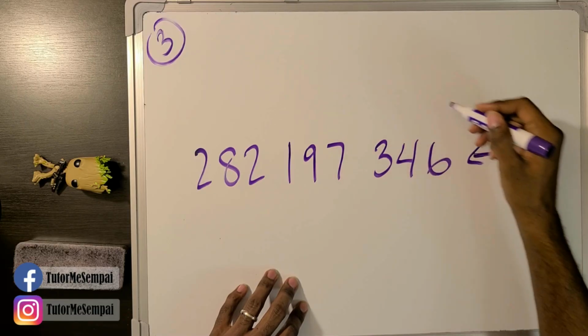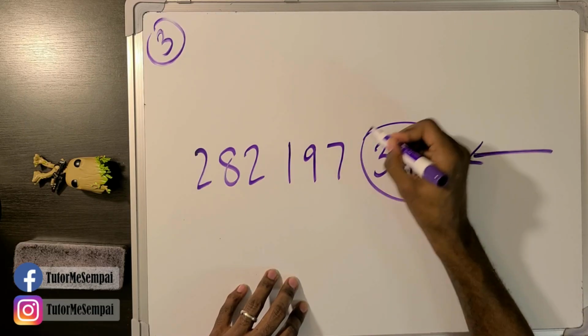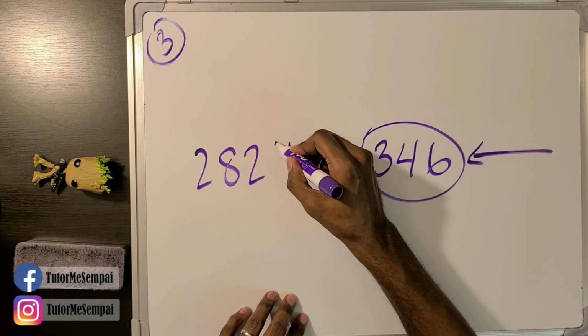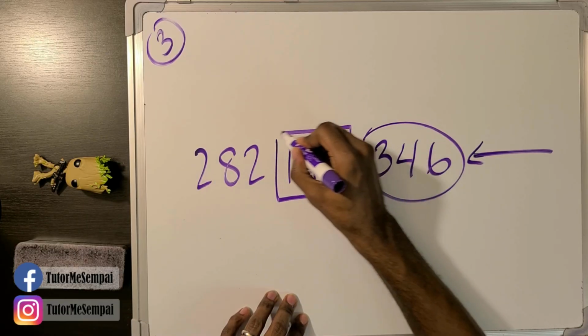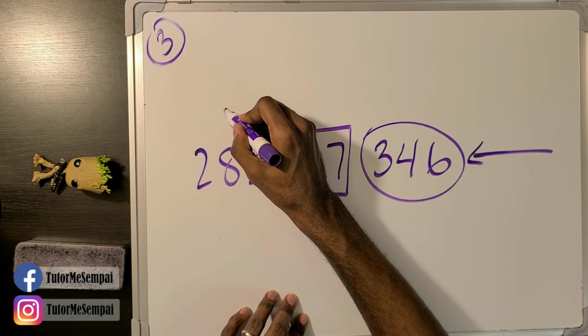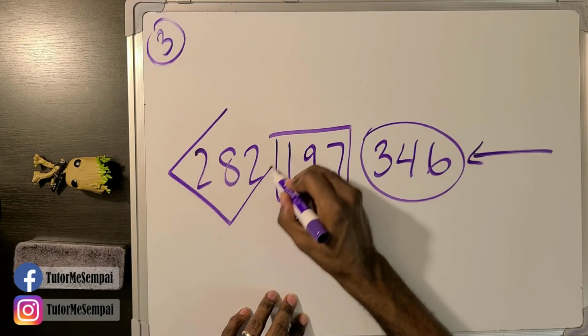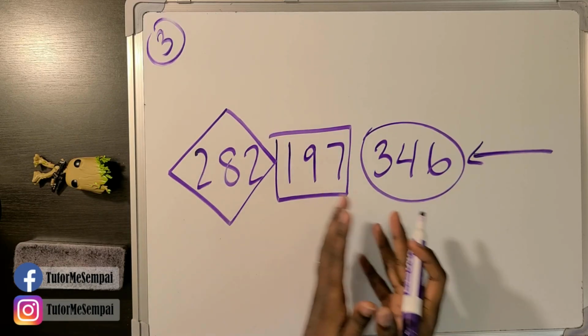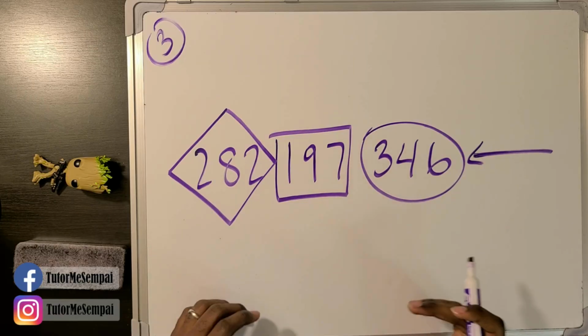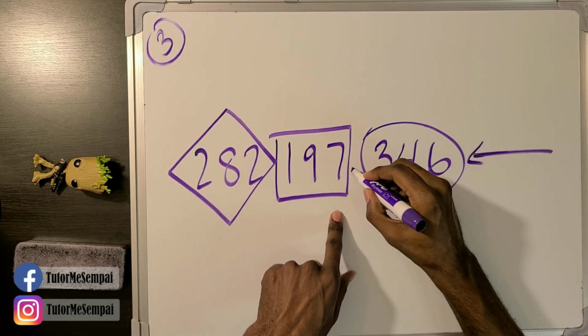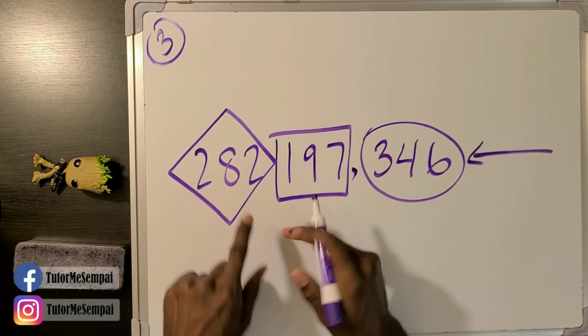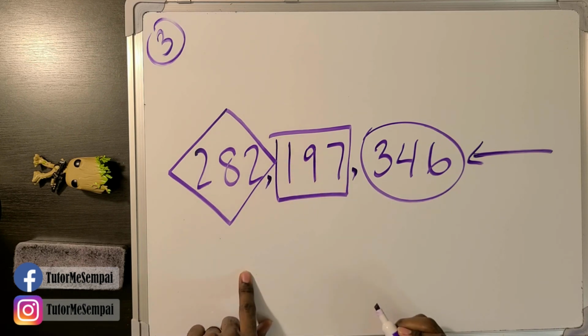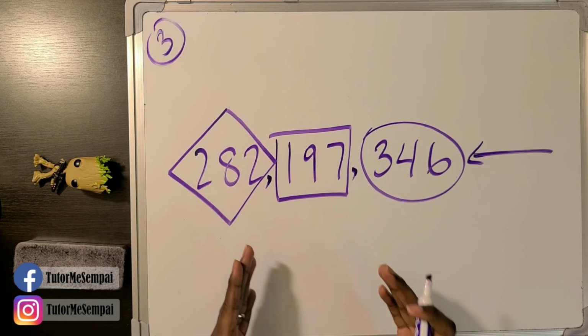So we're going to group this. This is going to be one group of 3. This is going to be another group of 3. And this is going to be another group of 3. And I put them all in a different shape so we know they are different groups. So in between these two groups, we have a comma. And in between these two groups, we have another comma. So now we have our missing commas.